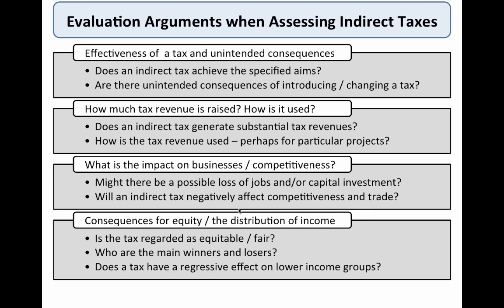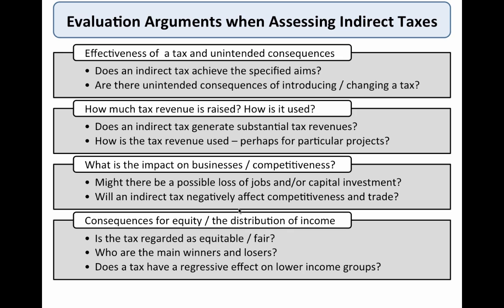And fourthly, and this is incredibly important, particularly if you're taking an Excel exam, think about the consequences, the likely effects of an indirect tax on different groups within society. Who are the main winners and losers? So, for example, if we put a tax on high-fat food, or if we raise the duty on cigarettes, or if we change the taxation of housing, who are the winners and who are the losers?